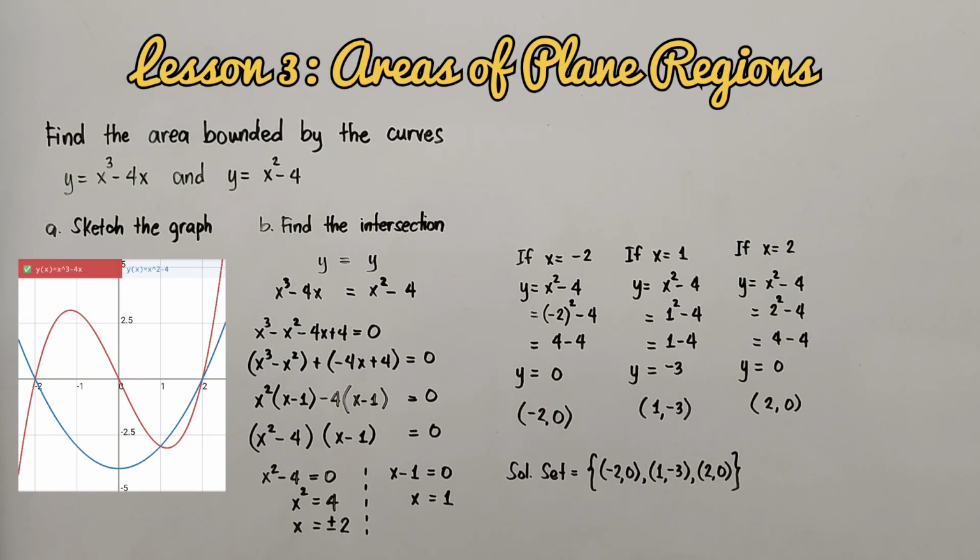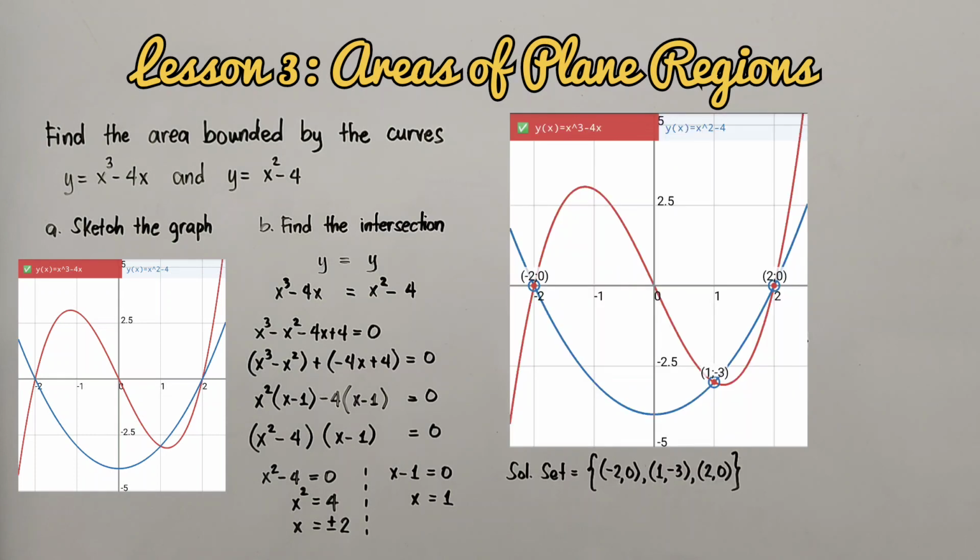If x is negative 2, using the second function, y is 0. If x is positive 1, y is negative 3. And if x is positive 2, y is 0. So the solution set is the set containing (negative 2, 0), (1, negative 3), and (2, 0).